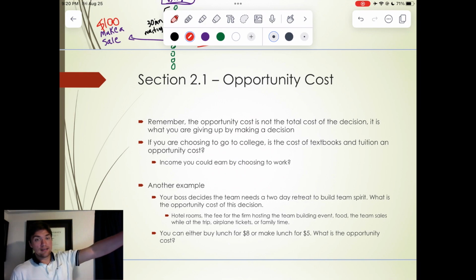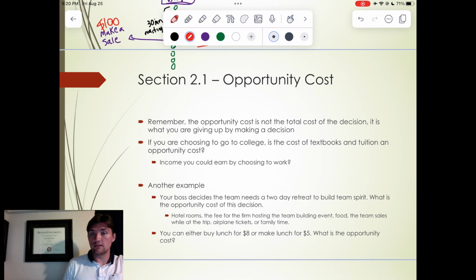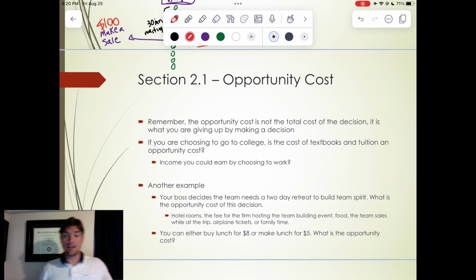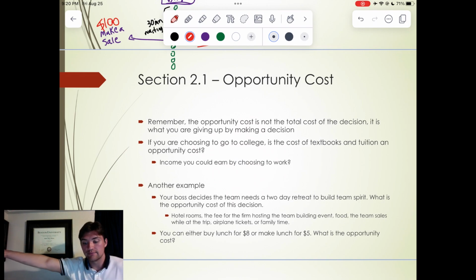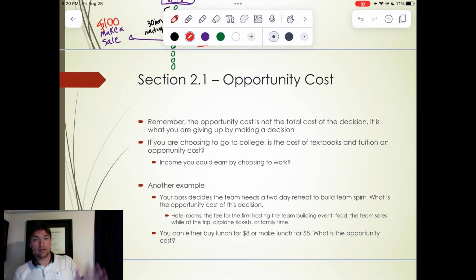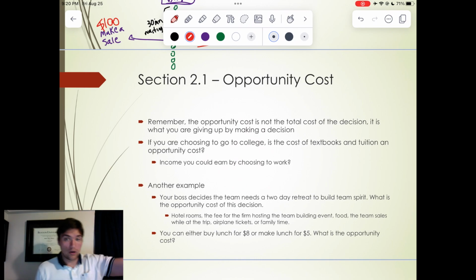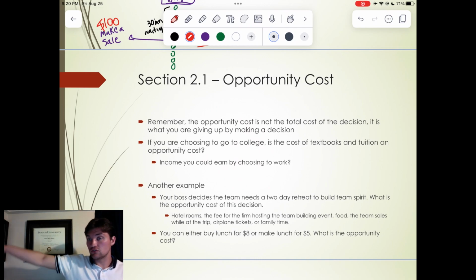It's very easy to say, no, it's the textbooks and tuition because that's what you're giving up. No, it's not, because that's what you're paying to go to college, because that's your choice. But because you're over here, you're not working, you're giving up the money you could be earning from working. That is the tricky part of opportunity cost. It has nothing to do with the decision you make. It has to do with what you're not doing, such as the burger. You are doing the burger no matter what. It's what else you're doing.